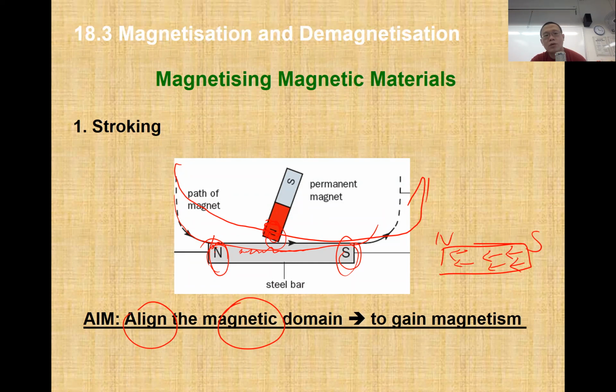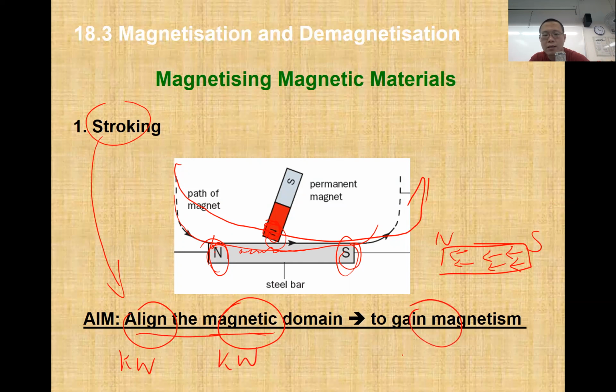Now, the keywords that we are looking out for when we use stroking: as a student, when you write out and explain stroking, you have to make sure that you mention stroking a few hundred times, and you have to explain to the marker that you are aligning the domains to gain magnetism. These are the keywords that we are talking about when you're explaining stroking. There are other methods and other keywords that you have to take note of when you want to explain the method to the marker.